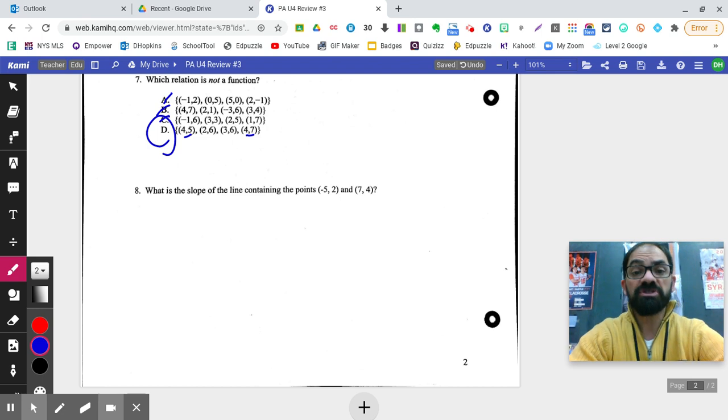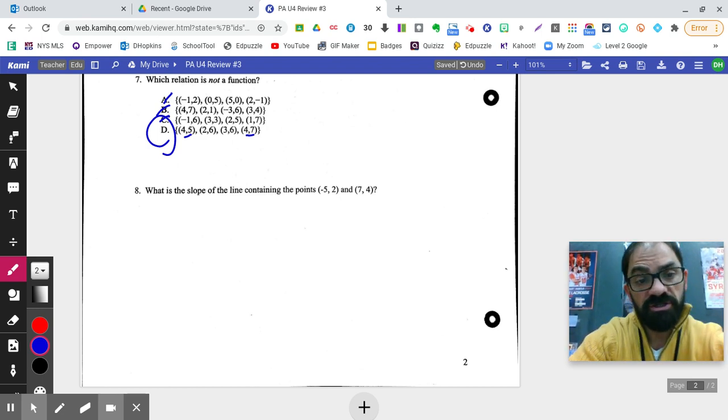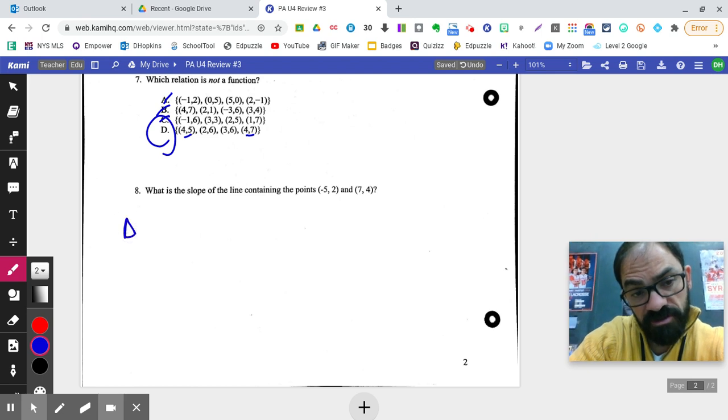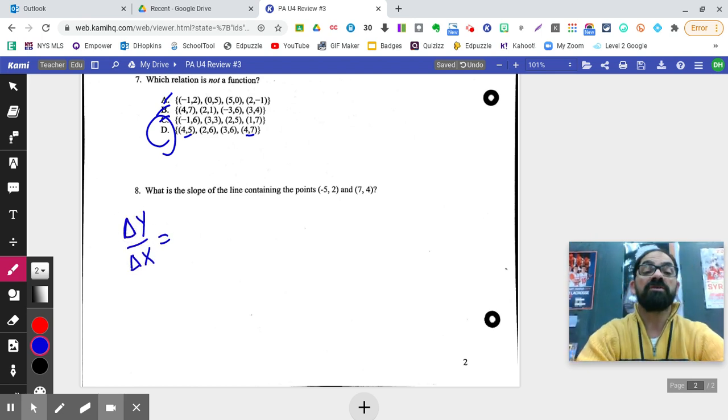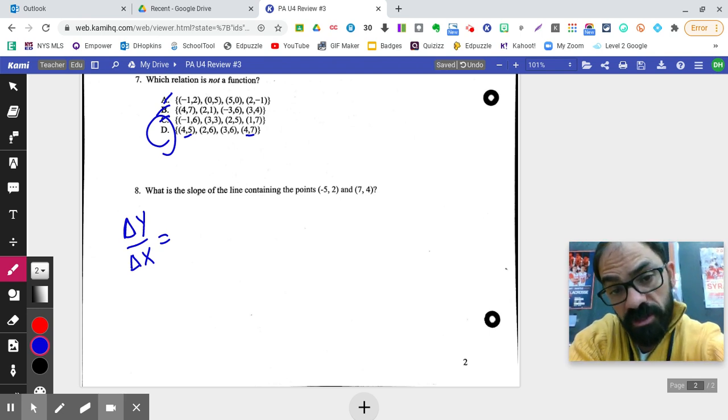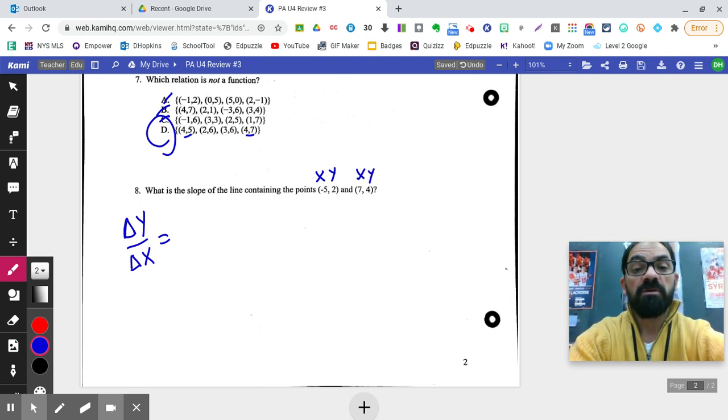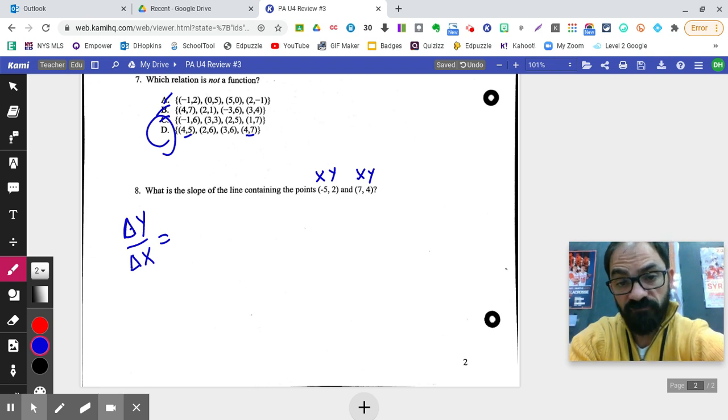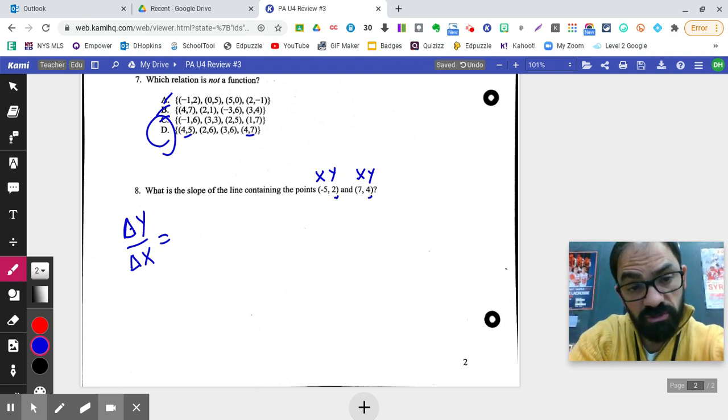Okay, and slope. This is the same formula as the average rate of change. Remember, we have delta y over delta x. That stands for change in y over change in x. That's our slope formula. So we have an x and a y, x and a y. We're going to subtract the y's. That's what change in y means. So 4 minus 2.